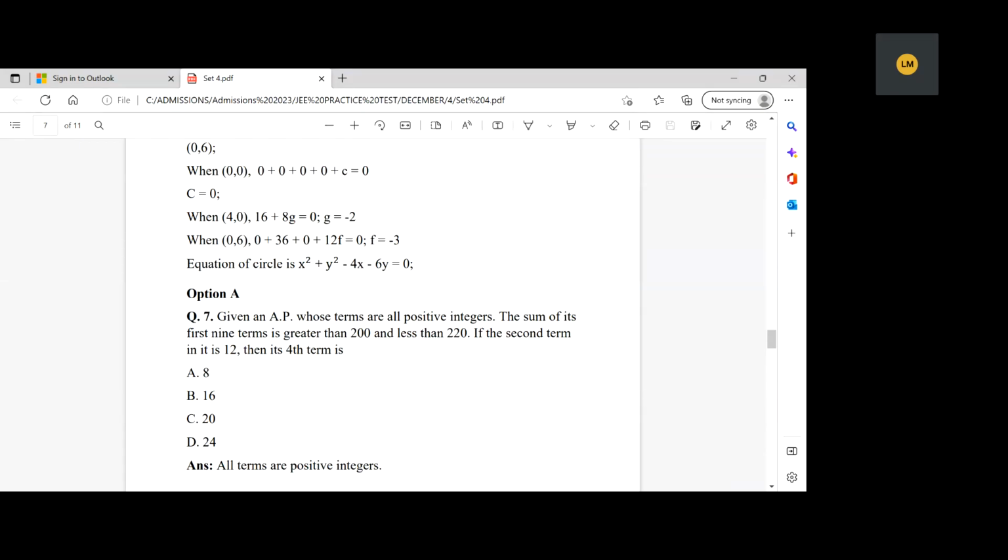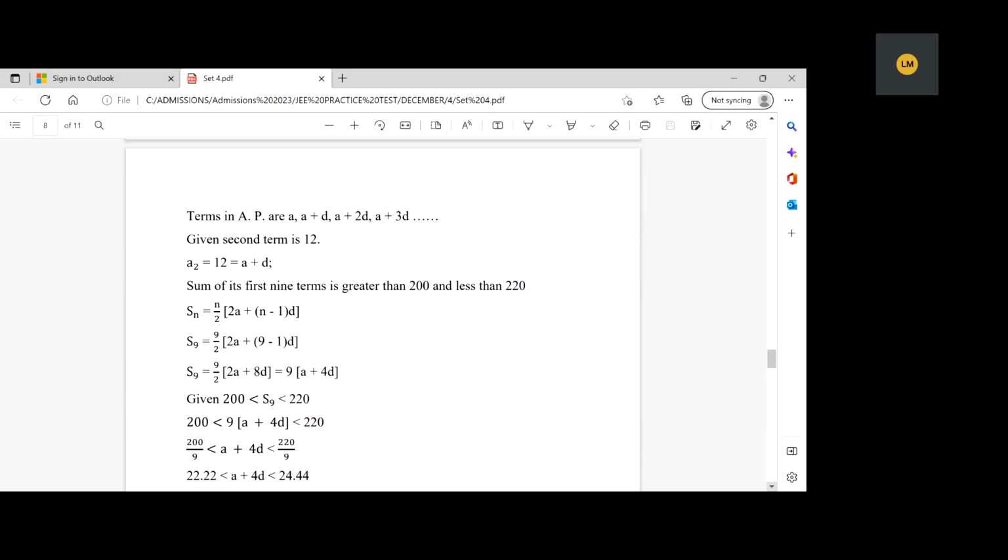So let's check how we are going to solve this question. You all know this logic, right? So how the arrangement happens, how the terms are. It's A, A plus D, A plus 2D, A plus 3D, etc. And they have given the second term as 12, which is A plus D is 12. Now what is the sum of its first 9 terms? N by 2 into 2A plus N minus 1 into D, which we can write as 9 by 2 into 2A plus 9 minus 1 into D, which is 9 into A plus 4D.